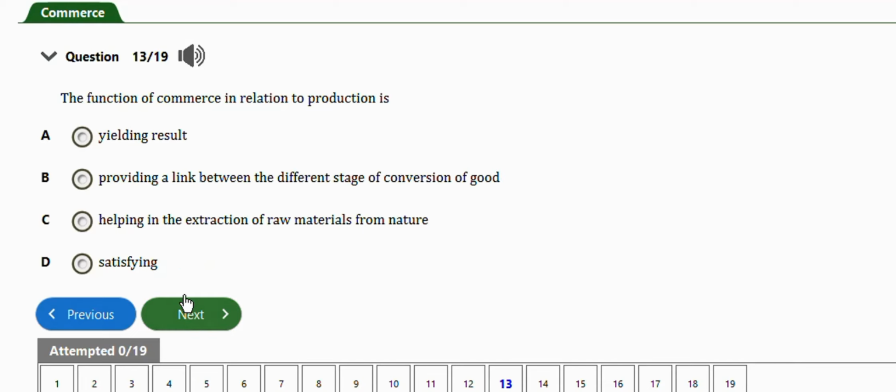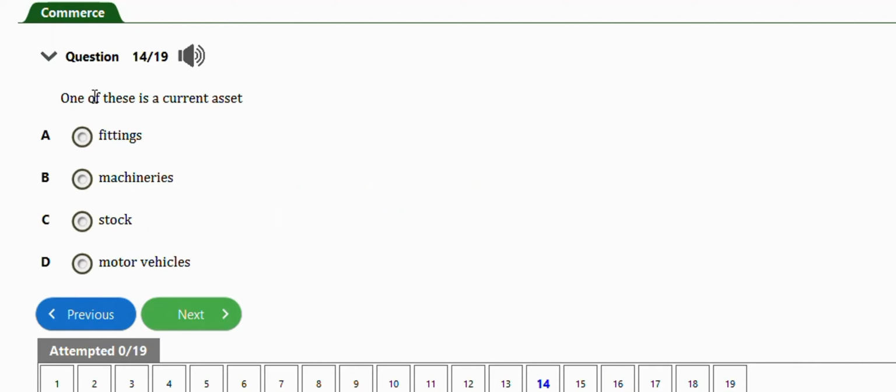Next question. The function of commerce in relation to production is yielding result, providing a link between the different stages of conversion of goods, helping in the extraction of raw material from nature, satisfying. The right answer is option D, satisfying. Next question says one of these is a current asset: fittings, machinery, stock, motor vehicles. So it is obvious, stock, option C.